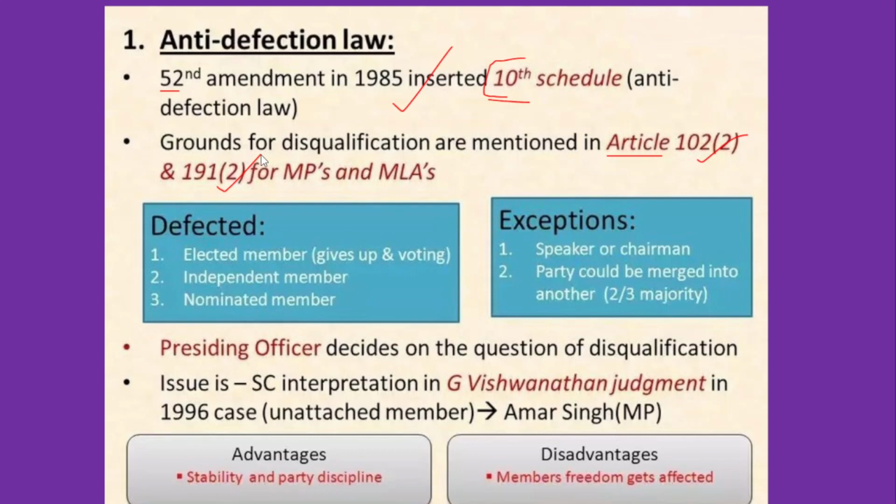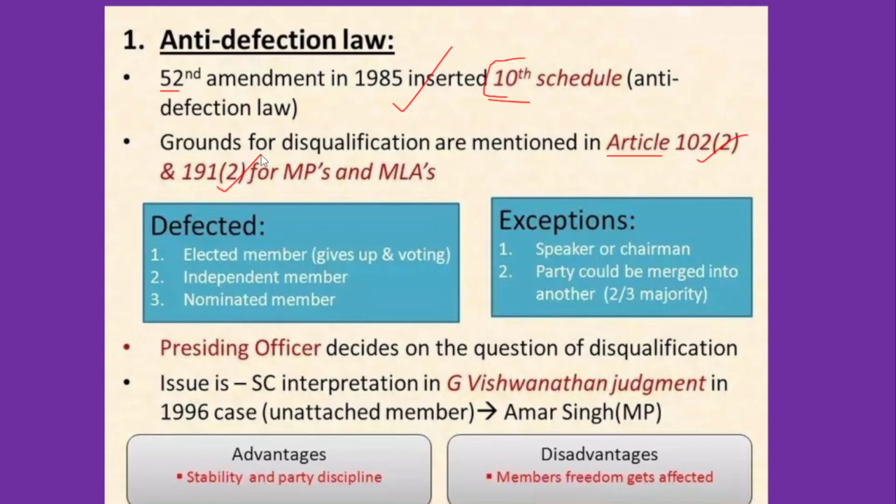Okay, so one such ground is when an independent member joins any political party, or a nominated member joins any political party after 6 months of his nomination. If any member joins any other political party than the one from which he contested, he will also be disqualified under the anti-defection law. However, there are certain exceptions also.